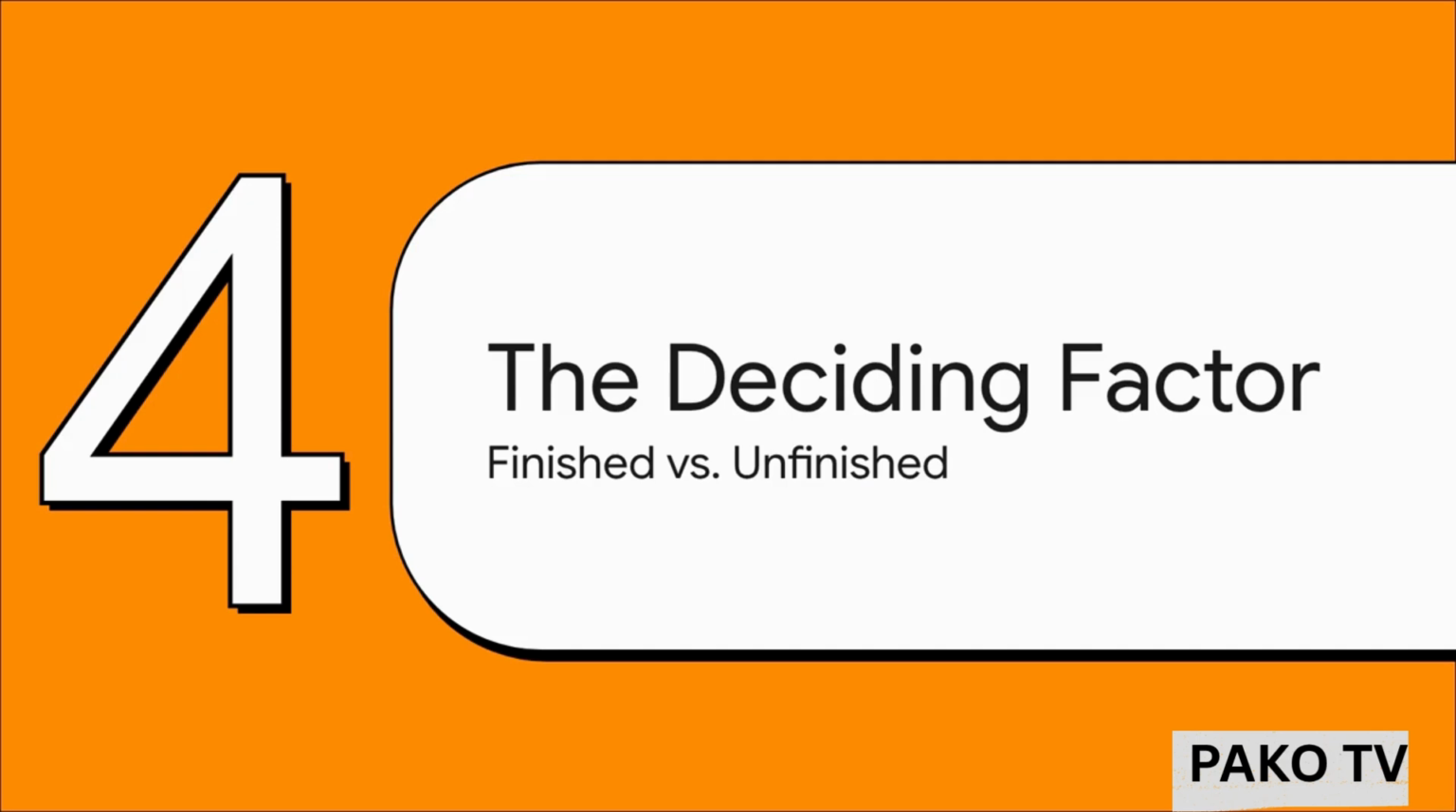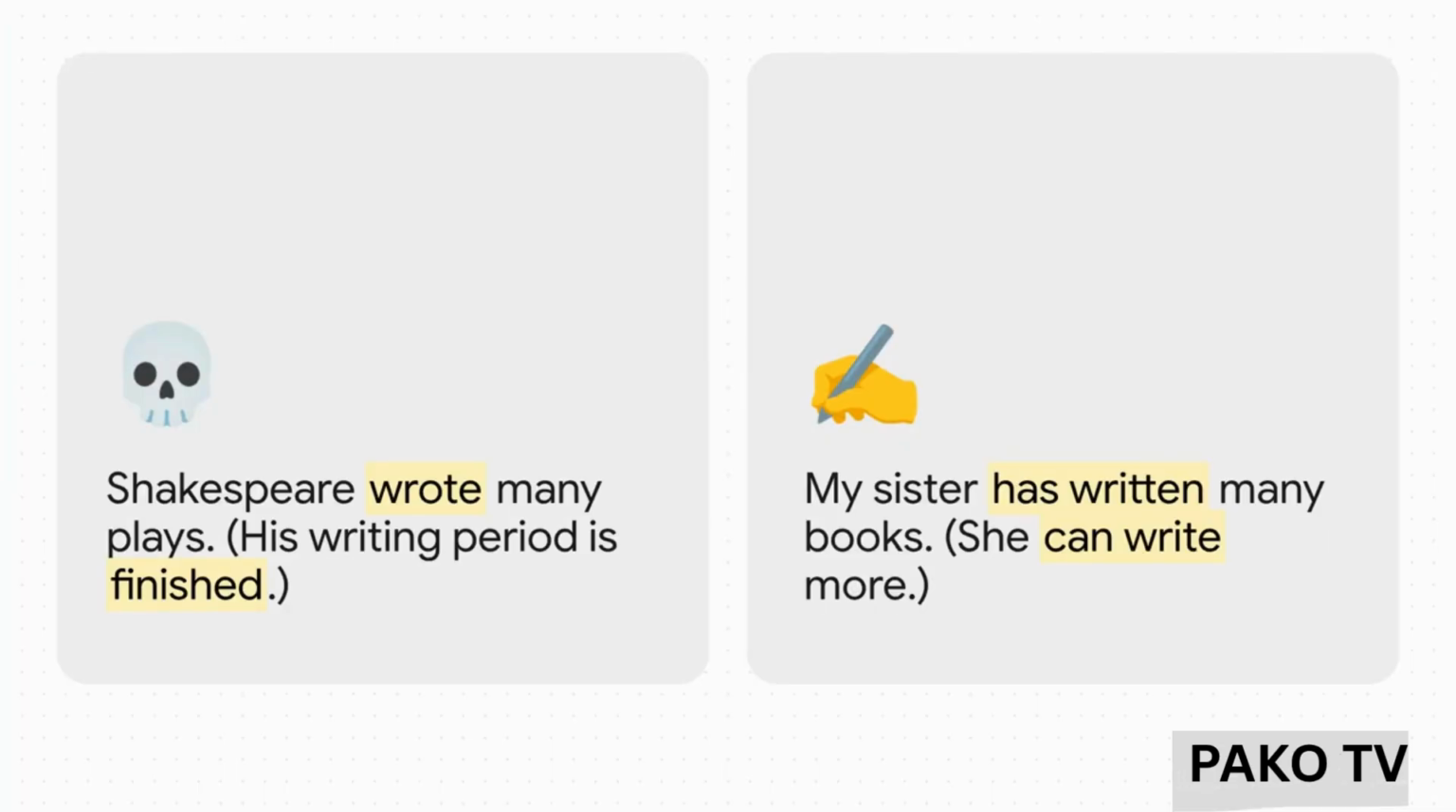So how do you actually decide which one to use? Well, it really comes down to this one simple question. Is the time period we're talking about totally finished, or is it still open? Let me show you a fantastic example that's going to make this crystal clear. Okay, this is brilliant. On one side, we have Shakespeare. We say he wrote plays. Why? Because his life is over. His writing career is finished. It's a closed chapter in history.